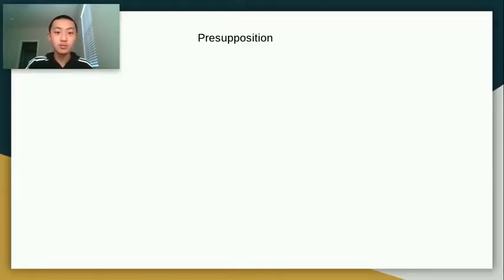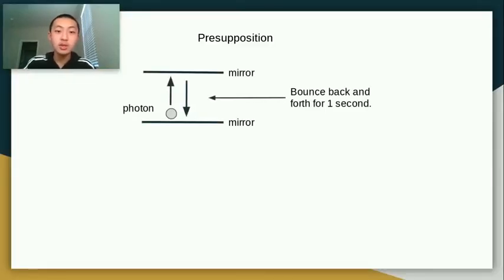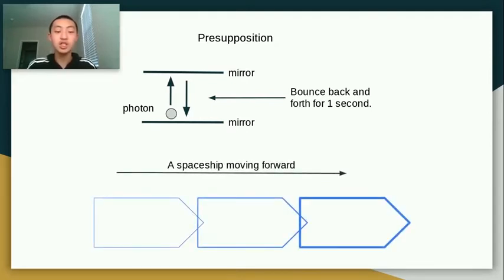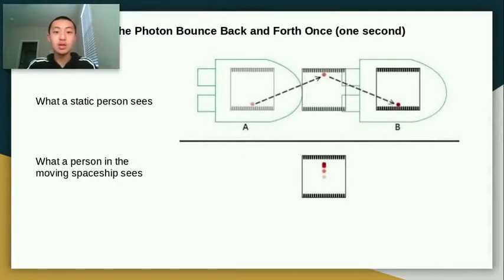First, we're going to do some presupposition. Here are two mirrors, and a photon is bounced back and forth between them. We can just assume that it bounces back and forth for 1 second. And there's also a spaceship which is moving forward. We can assume that it moves at a very fast speed. So now look at this graph.